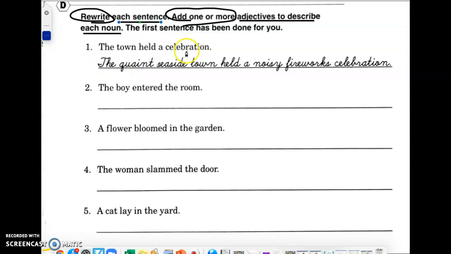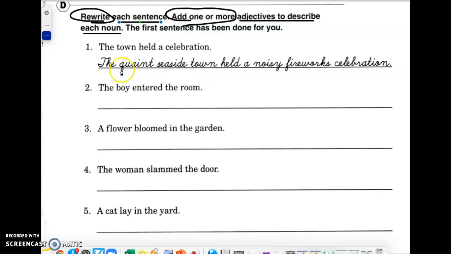The town held a celebration. That's a simple sentence. It works. But we're going to upgrade it. We're going to make it better and more descriptive by adding adjectives to our nouns here. What kind of town do we have? What kind of celebration did we have? The quaint, which means tiny, cozy, seaside town held a noisy fireworks celebration.